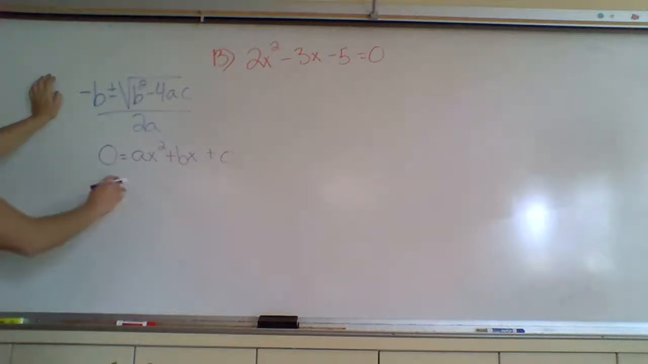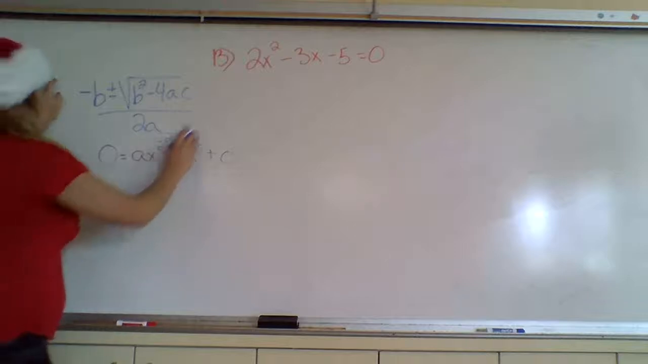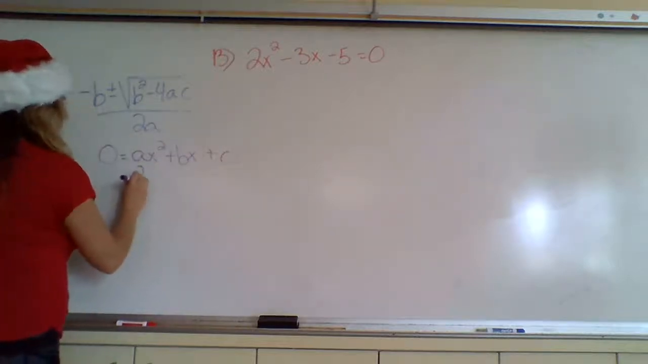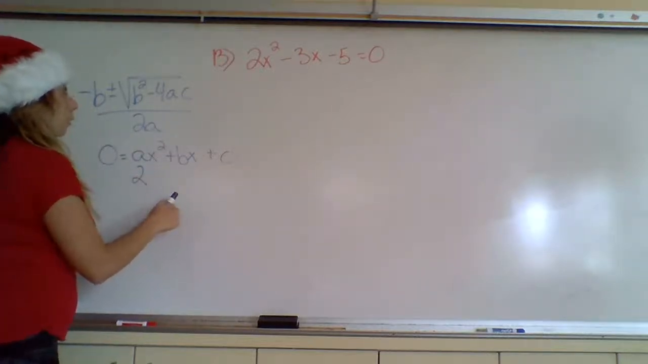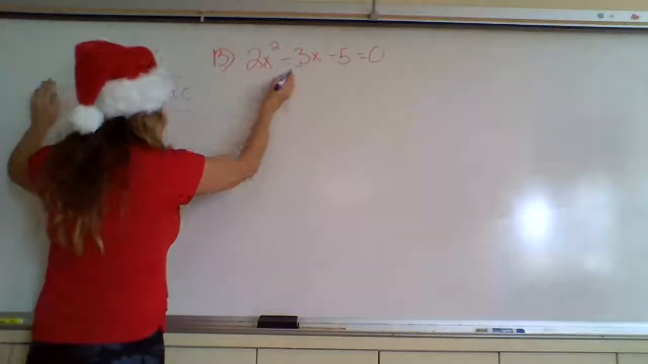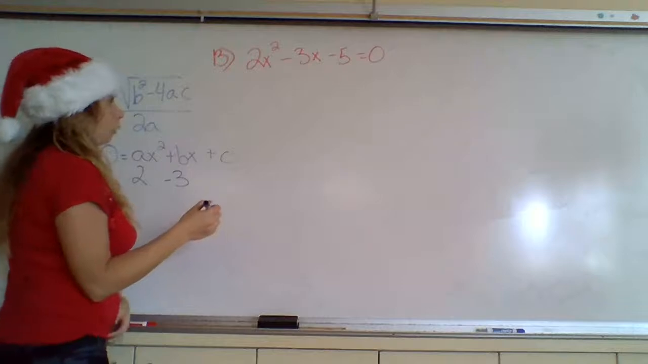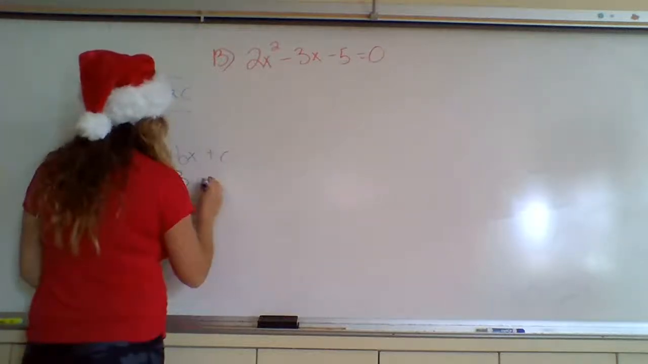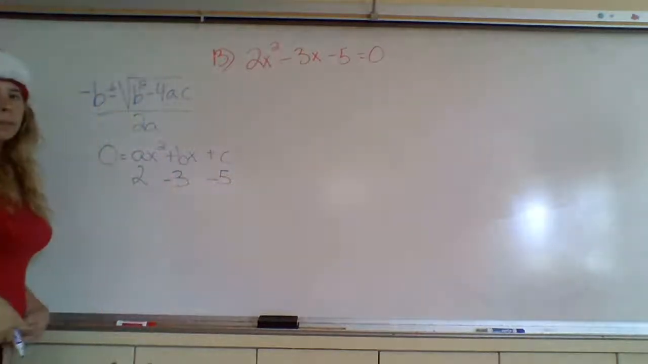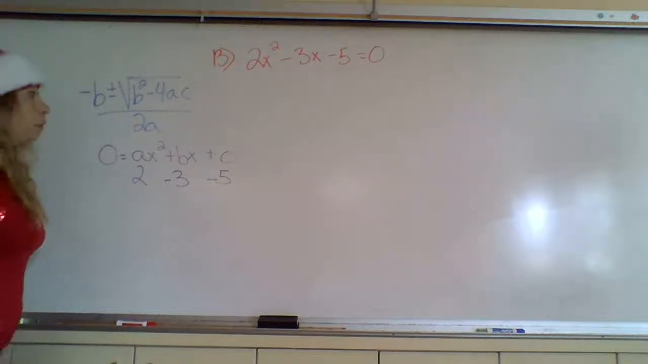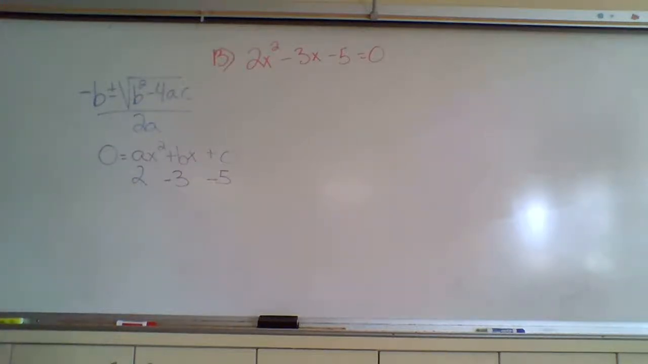Okay. A is the number in front of x squared, so A is 2. B is in front of x, so notice the negative sign, so it's -3. And C is your constant, your loner, your -5. All right, now we have it all labeled. We substitute it in.